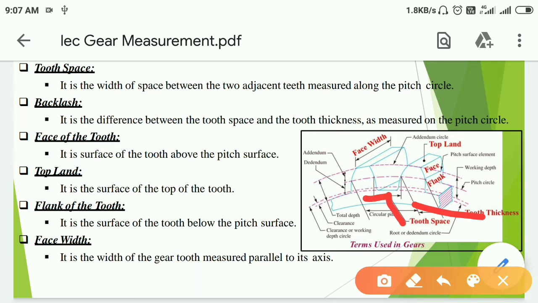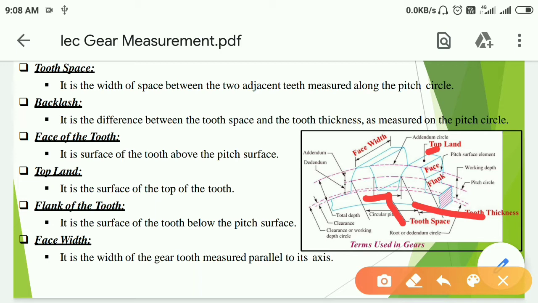Next is backlash. It is the difference between the tooth space and the tooth thickness as measured on the pitch circle. Next is face of the tooth. It is the surface of the tooth above the pitch surface. Next is top land. It is the surface of the top of the tooth as shown in figure.